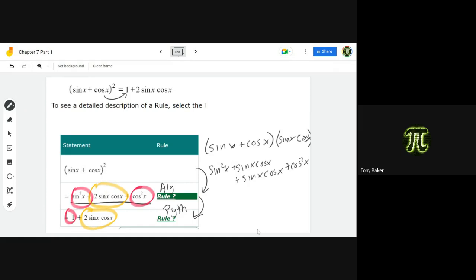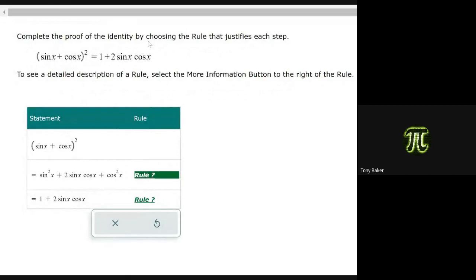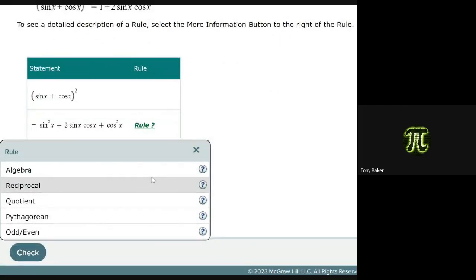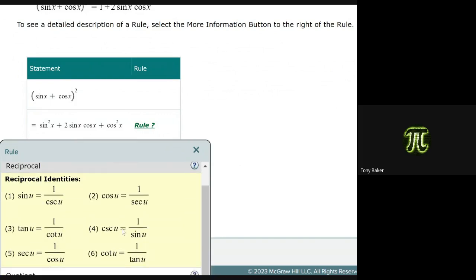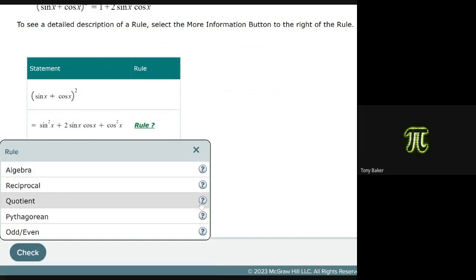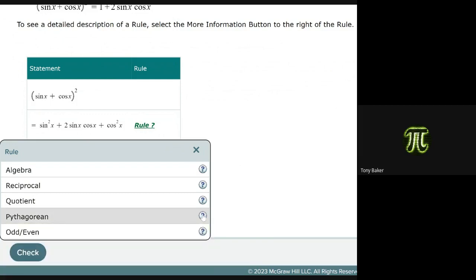So in Alex, when you look at this one, it has rule. You click on the rule, it gives you a drop-down menu. Here's a nice thing about this. See these question marks here? If you click on the question mark, it shows you all the rules. So quotient shows you the quotient rules. Pythagorean shows you Pythagorean rules. I'll give you the rules.